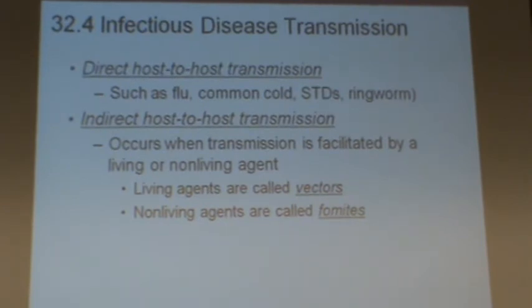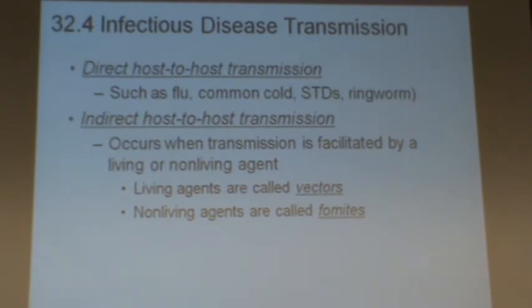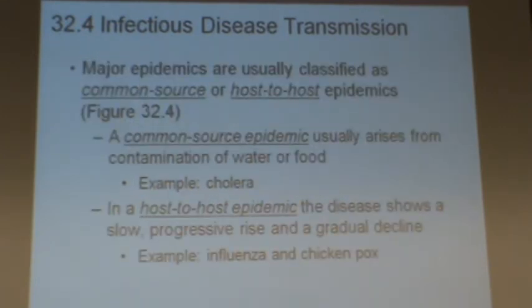Transmission of disease has several ways. If you think of it, there's direct host to host, indirect host to host, and what is called a common source. In host-to-host transmission, it's either direct or indirect. There's really no other way if you think about it. If it's indirect from host to host, it can be mediated by a biological agent, which we call a vector, like a mosquito, or a non-biological agent, which is called a fomite. But if there's no host to host, it's sometimes called a common source.